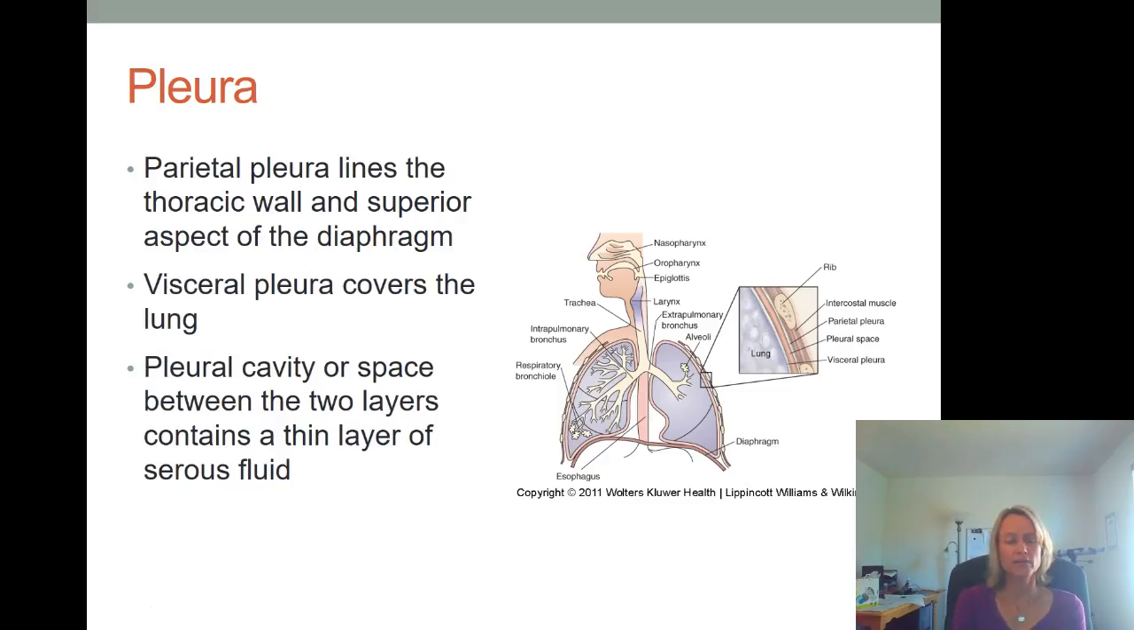Okay, let's talk about the pleura. So remember, the lungs are lined with a double membrane. The parietal pleura lines the thoracic wall and the top of the diaphragm. The visceral pleura covers the lung. So we have this little space. It's kind of like a glass and cover slip, and it contains a thin layer of serous fluid.